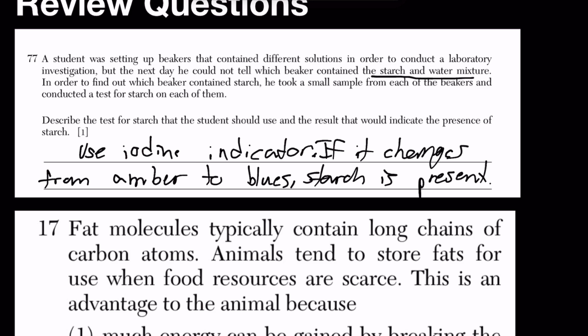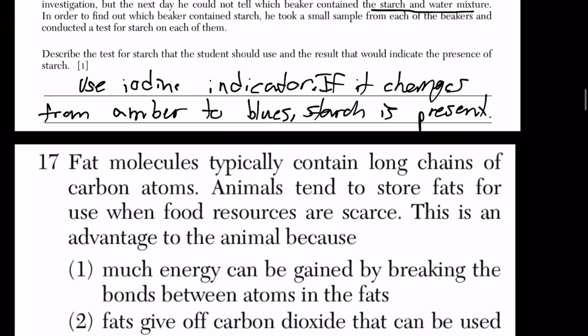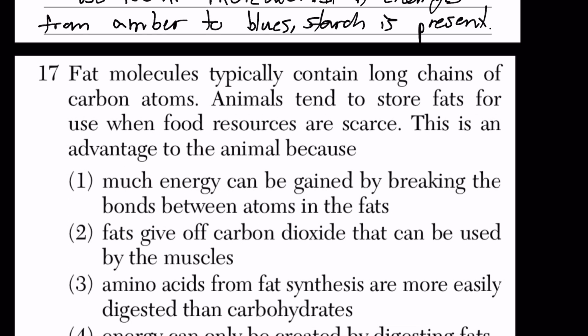Okay, so our next one is a multiple choice, number 17, that says, fat molecules typically contain long chains of carbon atoms. Animals tend to store fats for use when food resources are scarce. This is an advantage to the animals because, either 1, much energy can be gained by breaking the bonds between atoms in the fat. 2, fats give off carbon dioxide that can be used by the muscles. 3, amino acids from fat synthesis are more easily digested than carbohydrates. And 4, energy can only be created by digesting fats. So let's go through this. The first, we know that 4 is quite definitely not our answer because most energy is created by digesting carbohydrates with glucose and cell respiration.